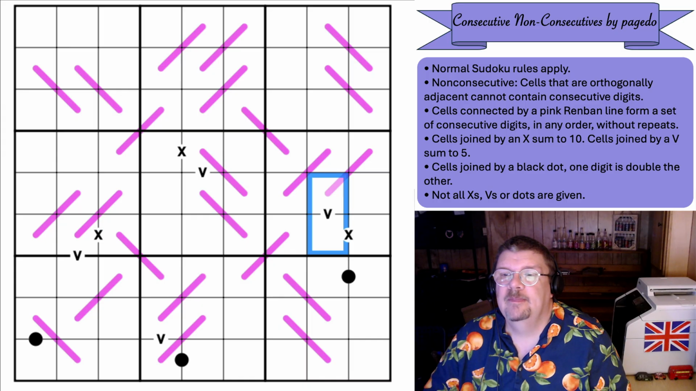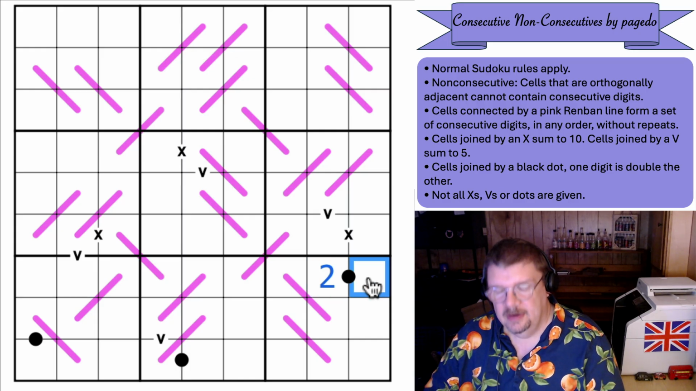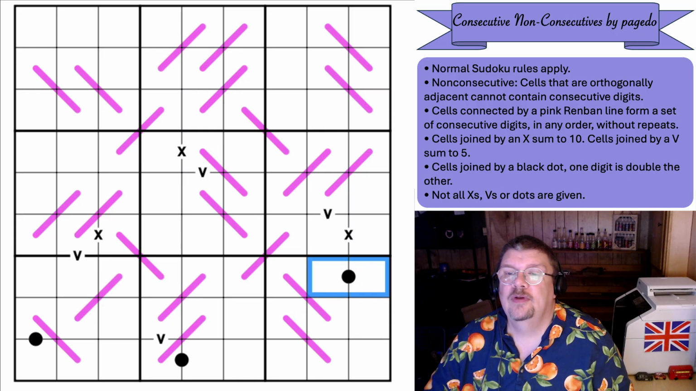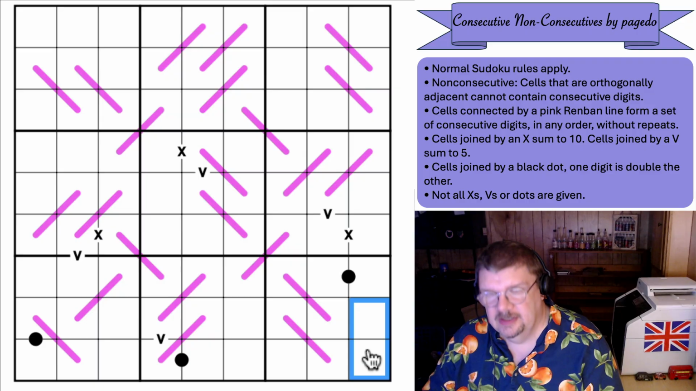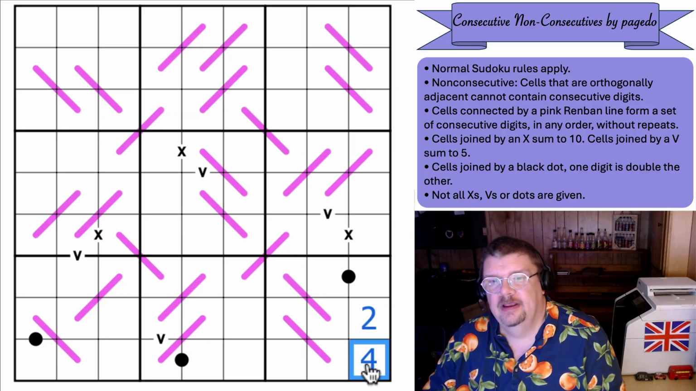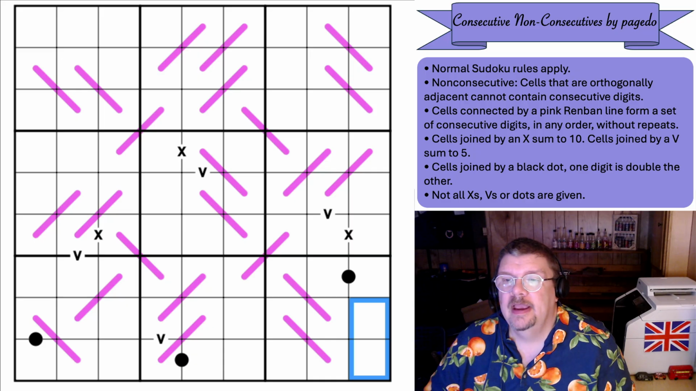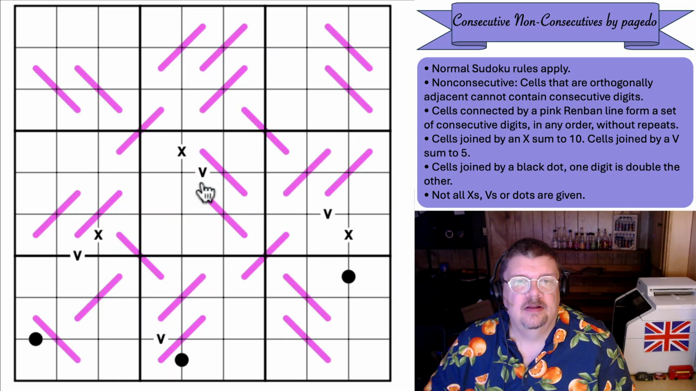Cells joined by a black dot, one digit is double the other. So, for example, if this were a 2, this could be a 1 or a 4. Not all X's, V's, or dots are given. So we could potentially have a 2 and a 4 here without a problem according to the rules. Okay, I am going to restart the puzzle to reset the timer, and let's begin.